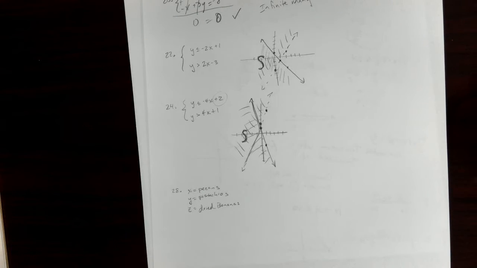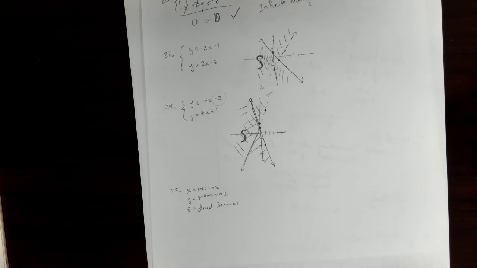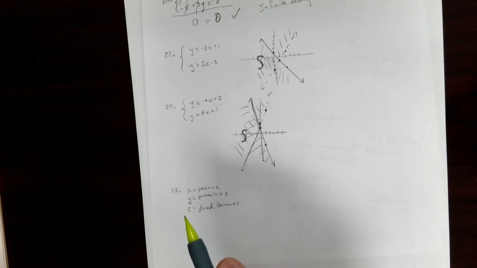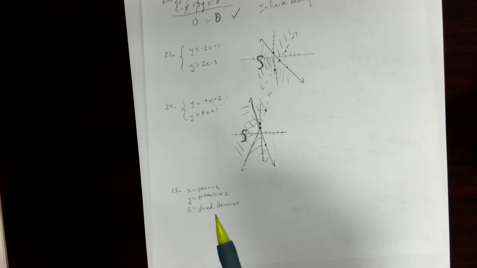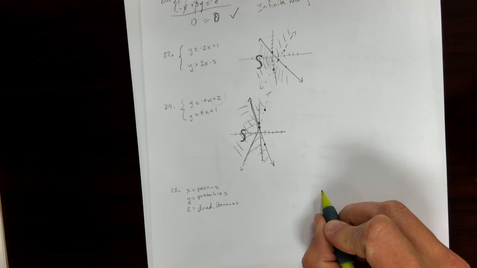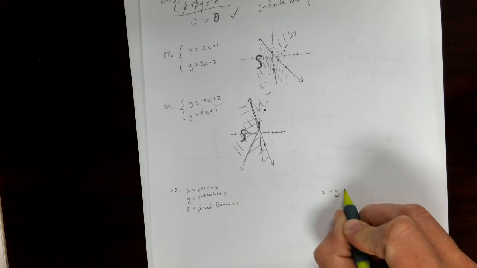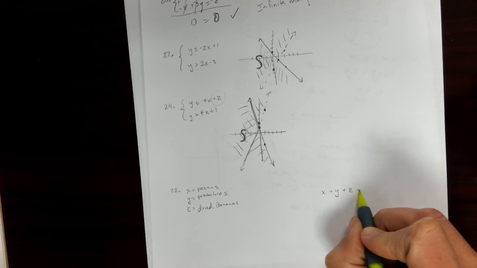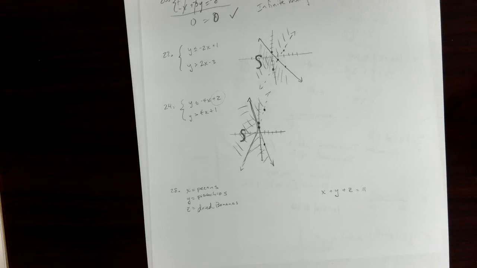All right, so now once we have our variables defined, we're going to write our equations. My first equation, it says a store makes an 11-pound mixture of all of those things. So we've got x plus y plus z, pecans plus pistachios plus dried bananas equals 11-pound mixture.